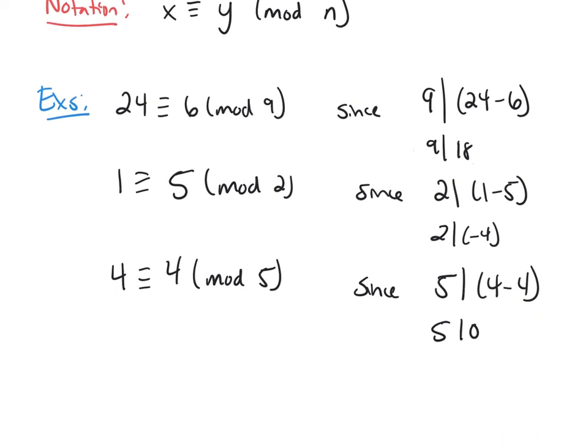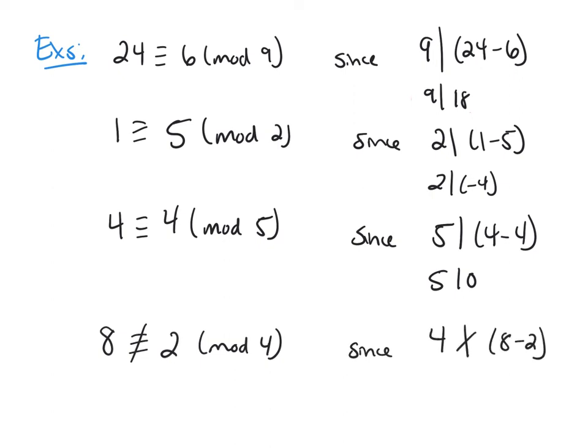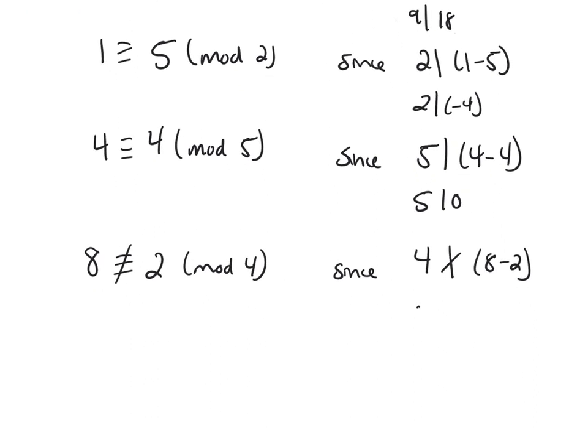And let's look at two numbers that aren't congruent. So, for example, 8 is not congruent to 2 mod 4. That's because 4 does not divide 8 minus 2. This says 4 does not divide 6. Okay? So you take your two numbers, you take their difference, and see if n divides their difference.